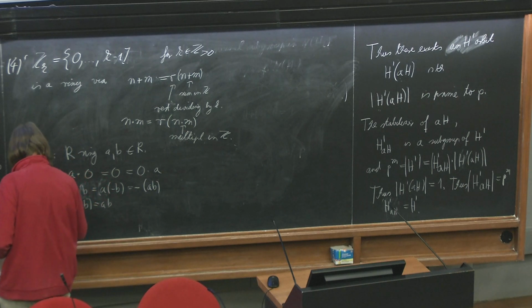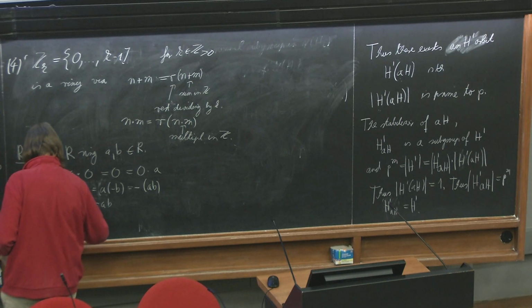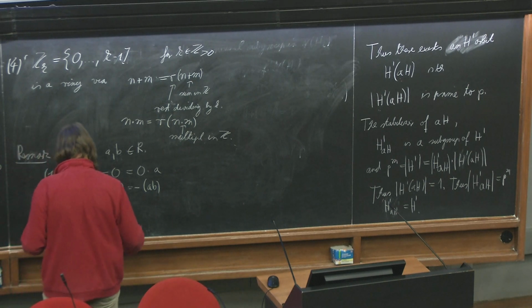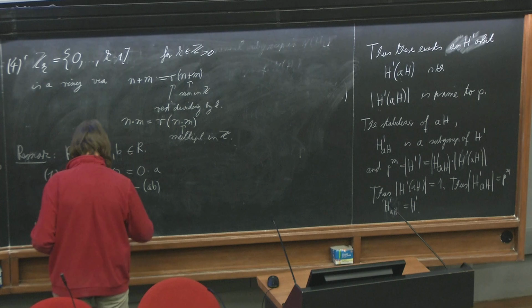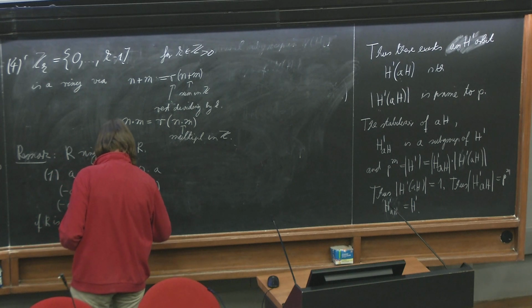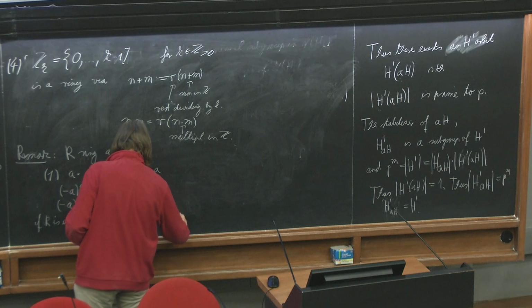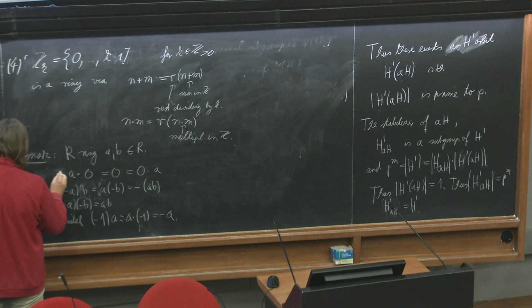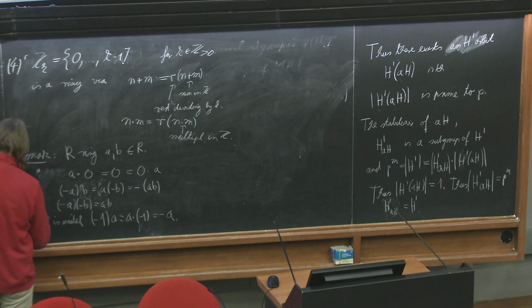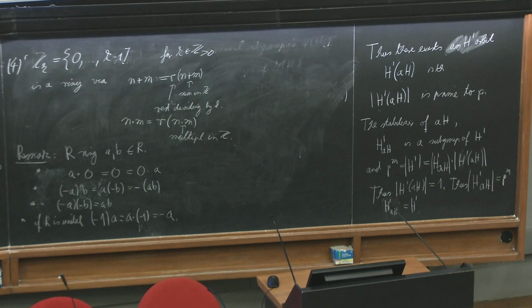And if R is unital, if I take the additive inverse of 1 and multiply it by A, this is A times minus 1. This is the additive inverse of A. So these are these points. Okay, I will not prove it. These are all trivialities. It's a very simple exercise to check these things.